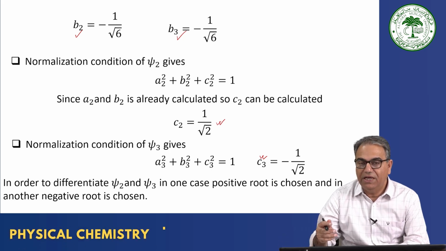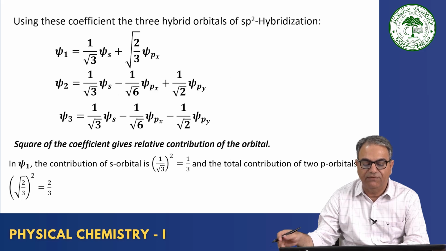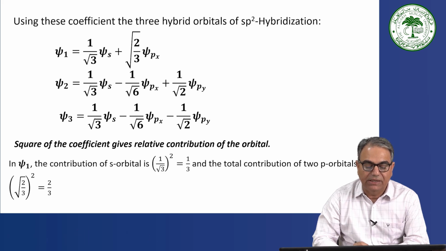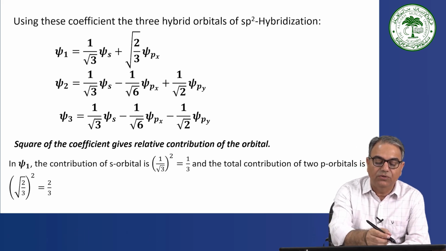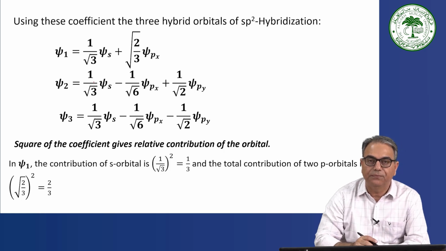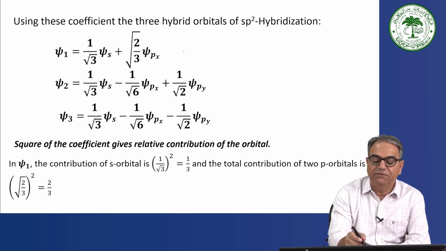Once we have all the coefficients, now we can write the 3 functions along with the coefficients. Instead of a1, a2, b1, b2, I will write the coefficients, and the wave functions are: psi 1 is equal to 1 over root 3 psi s plus root 2 by 3 psi px. Then psi 2 is equal to 1 by root 3. All psi s coefficients are 1 by root 3. Here it was plus c1 psi py, and since I fixed one of the orbitals h1 on the x-axis, c1 becomes 0, you have only two terms, root 2 by 3 psi px.